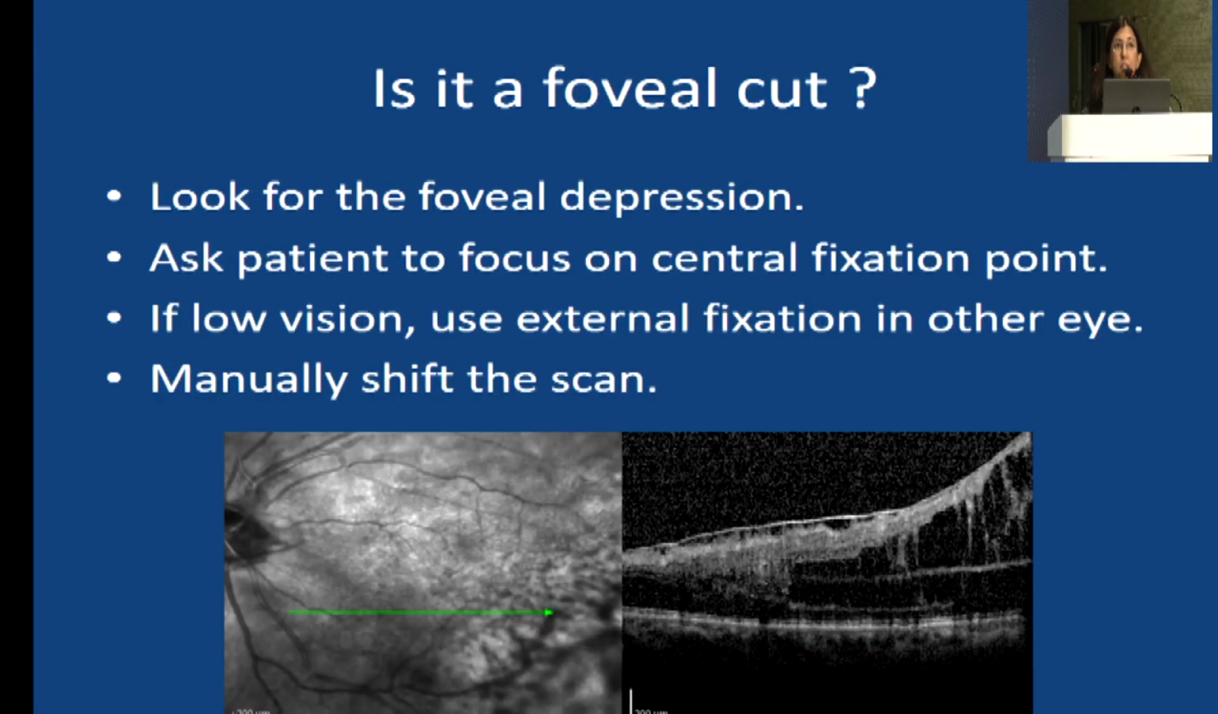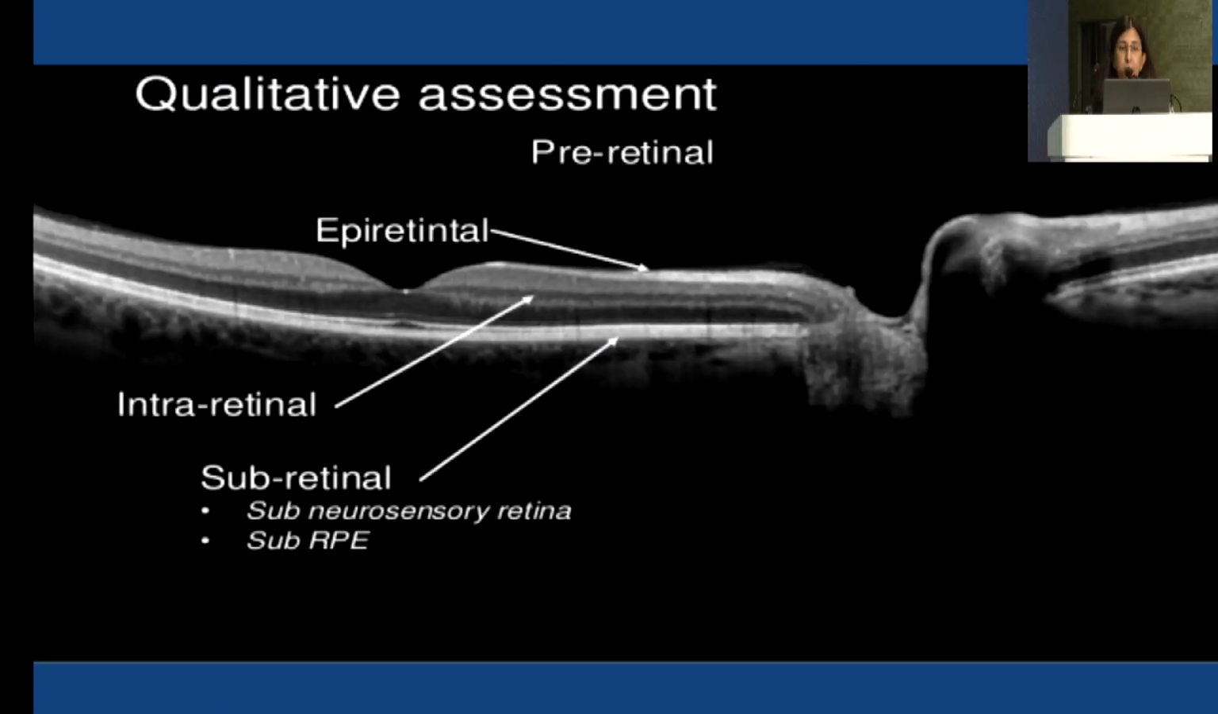Next comes the position. Are we actually centered on the fovea? That is very important. So always look for the foveal depression. If it is not there, ask the patient to fix again. If there is low vision in that eye, fix with the other eye on an external fixation. Or otherwise, we can manually try and shift the scan.